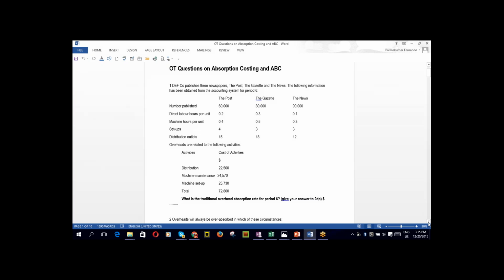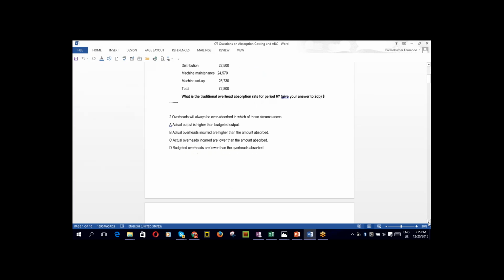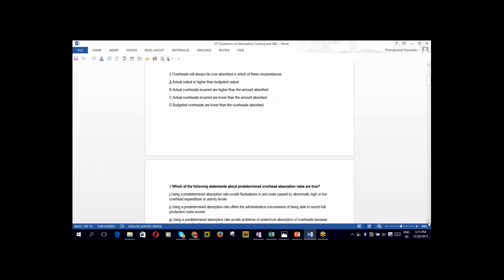So that is question number one. Now I look at this. This is a very simple theory question. You get some calculation questions, you get some theory questions. The theory question is all about overhead will always be over absorbed in which of these circumstances. So basically we want to know, you remember that we go by predetermined, and so we have already decided.